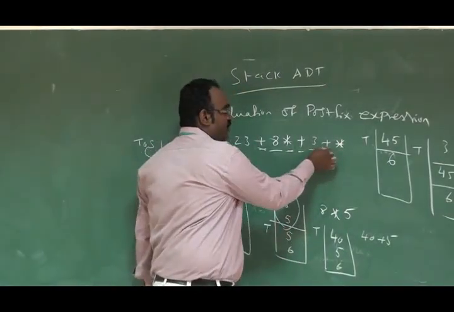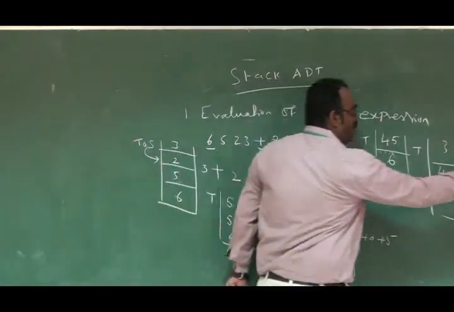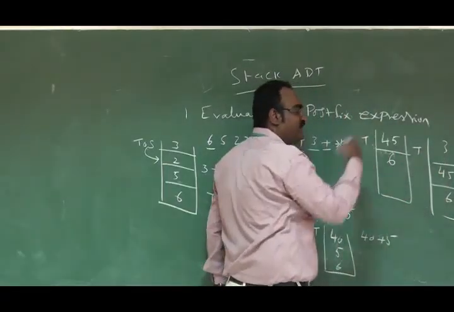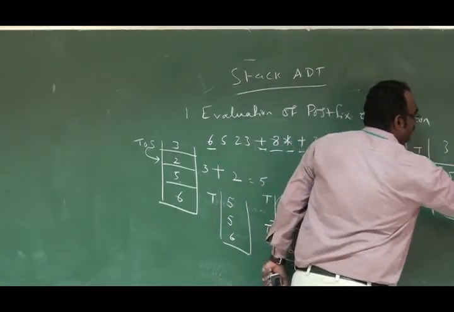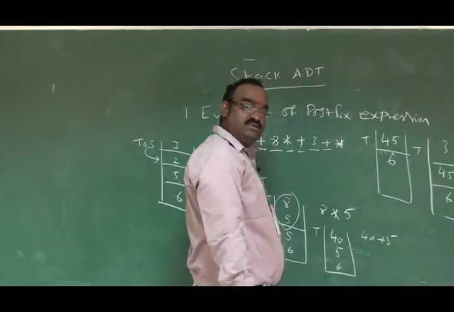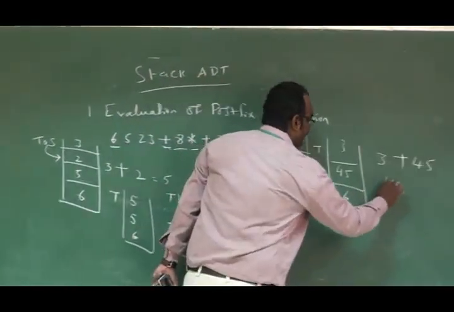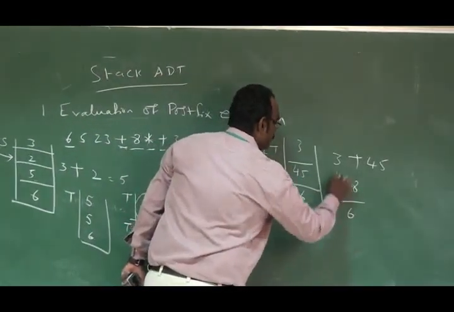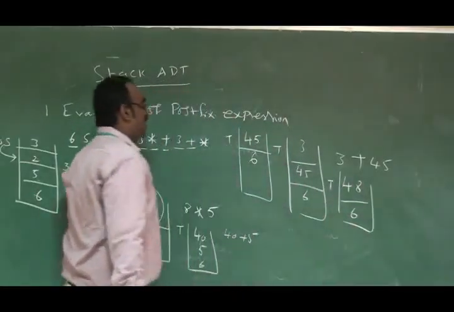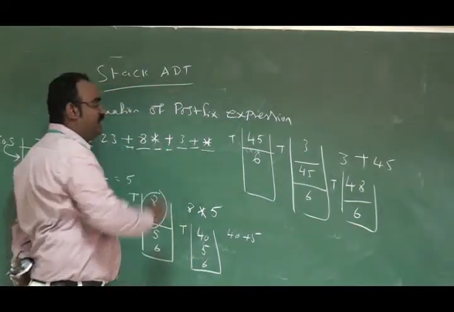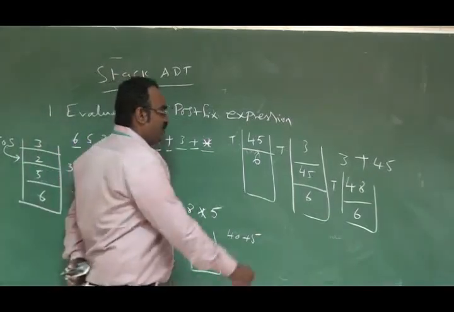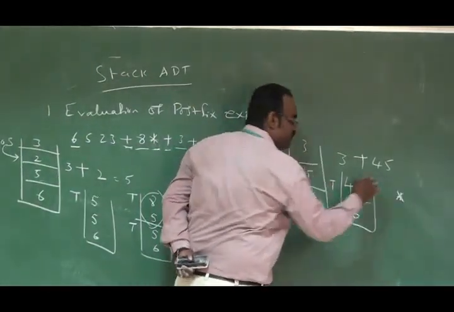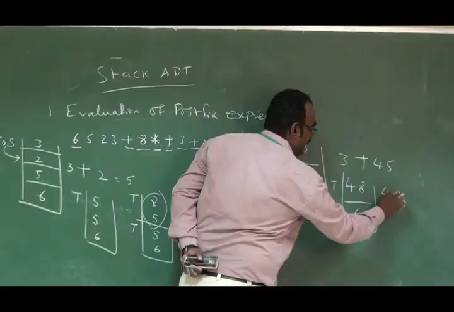So now we are reading the operator plus. So plus is read now. So what happens? Popping the 2 elements 3 and 45. What is the resultant value? It's 48. So 48 is again pushed into the stack. So 48 and 6. So what is the last operator? It's multiplication. So multiplication, then popping 2 elements, 48 and 6.